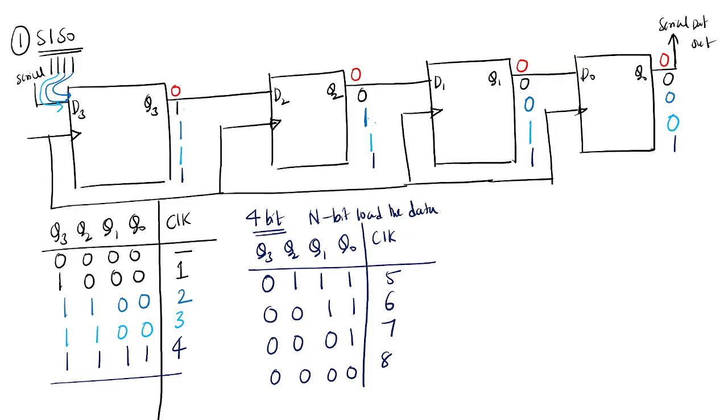So how many clock pulses are required to get the data out from SISO? Eight. At 8 clock pulses, the data will be out from the SISO. If it is n bit, then n clock pulses. Okay, did you understand the SISO? Understood. Okay. Next is SIPO.